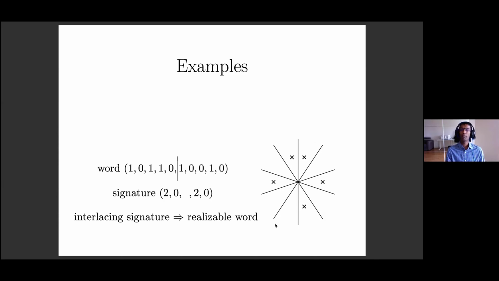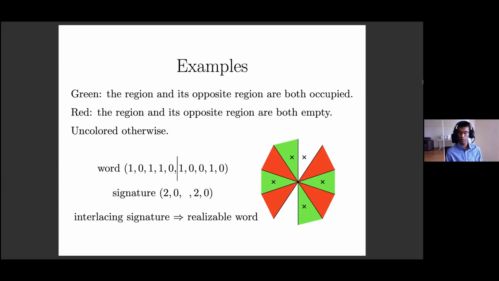On the right here, I put a diagrammatic representation of this word, and you can actually see directly this phenomenon of interlacing on the diagrammatic representation. How do you do that? I'm going to color the different regions. The regions come in pairs of opposite regions. There's one region and there's a diametrically opposite region. And when the two regions in a pair both contain a point, like here, I will color them in green when they are both occupied. When the two regions in a pair are both empty, I will color them in red. And when in a pair of opposite regions, one is occupied and one is empty, then I don't color them. I call them the uncolored regions.